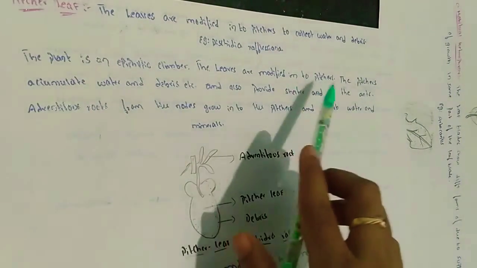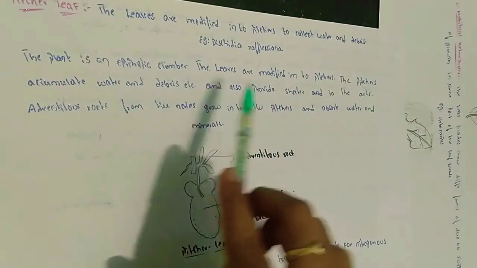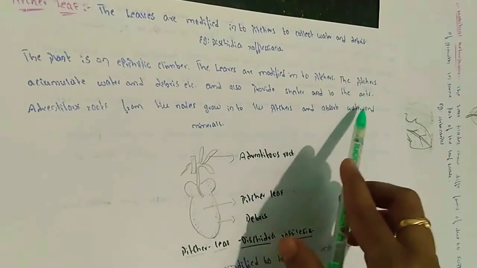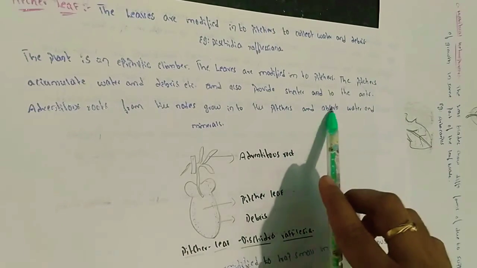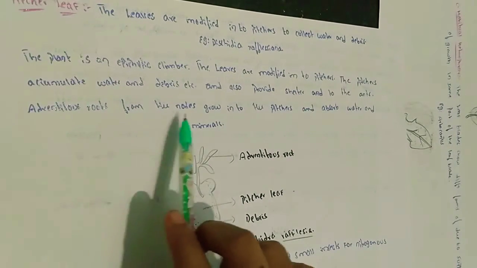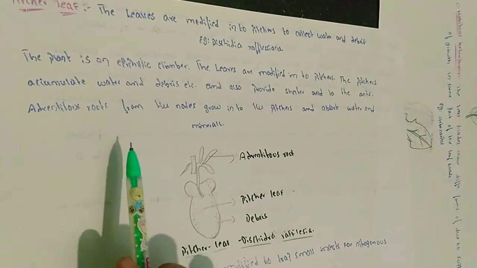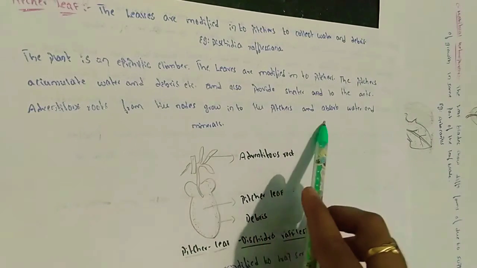So the pitcher will absorb water and debris and also provide shelter to the ants. Adventitious roots from the nodes grow into the pitchers and absorb water and minerals.